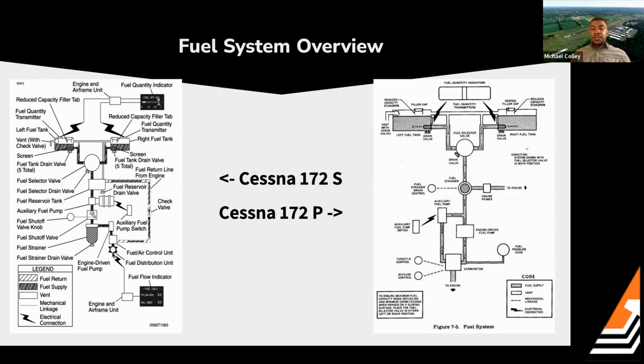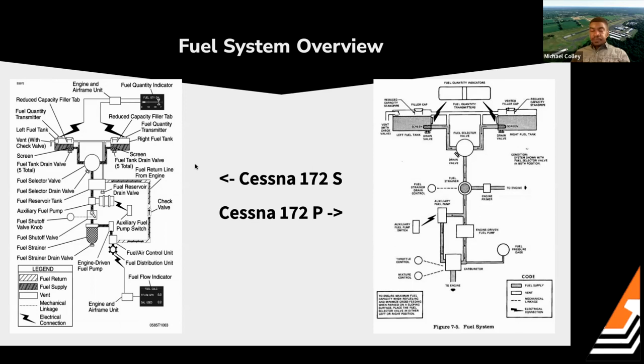And then the Cessna 172P, it's a little bit of an older model, but it follows the same kind of concept. If you look at it, it's not too dissimilar. You have the two fuel tanks that go to the fuel selector valve. You have a drain valve off of that. It goes to the fuel strainer. If your Cessna 172P is equipped with an auxiliary fuel pump, which I don't believe ours at Princeton are, it would go through the auxiliary fuel pump, or it would go straight to the engine-driven pump, to the carburetor, to the engine, right? So very similar design, but as you can see, the main difference here with the Cessna 172S, you have the fuel pump there.